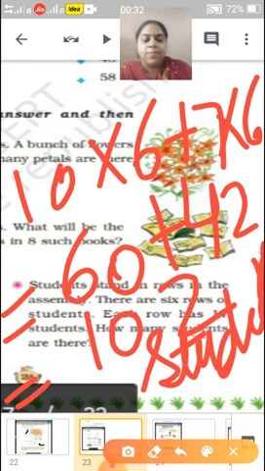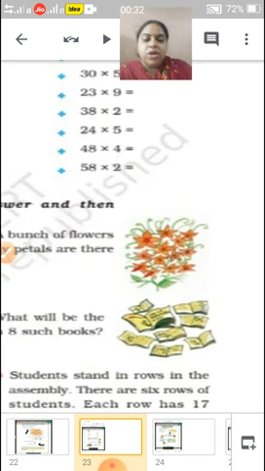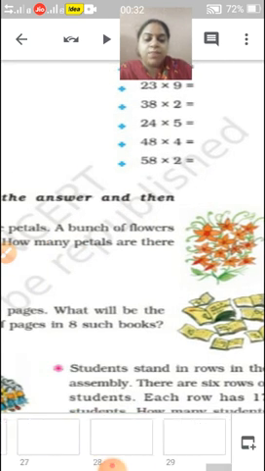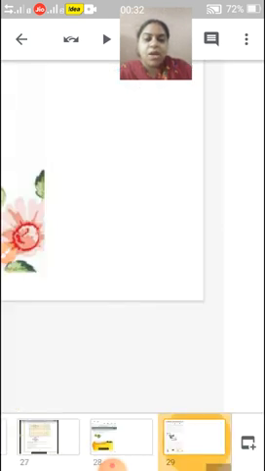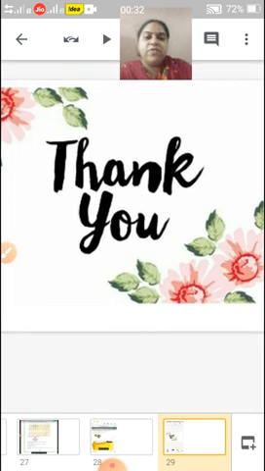Okay, I hope all these word problems are clear to you. You will do them in your book only, and the rest of the chapter we will discuss in our next class. So children, till then, do this, practice this, and bye.